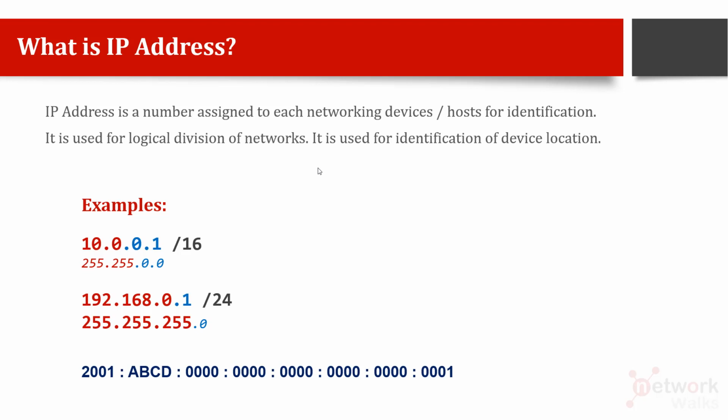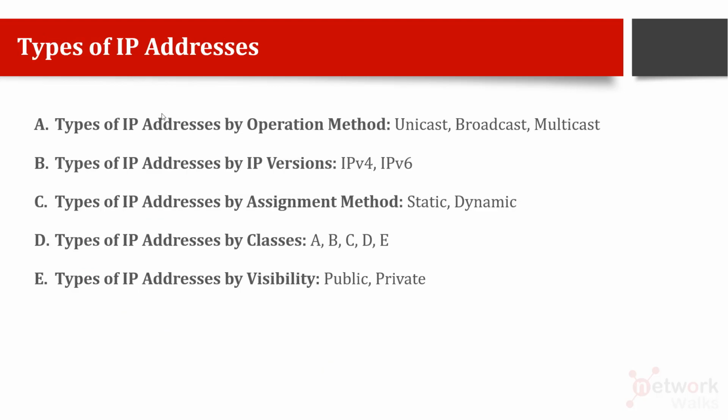Similar to this, networking devices also need a number. It is used for logical division, of course, not physical, and it is used for identification of the device location inside the network. So it tells us which network this device currently belongs to. The examples of IP addresses are IPv4, written in dotted decimal notation along with a subnet mask, and IPv6, written in hexadecimal notation. We'll see them.